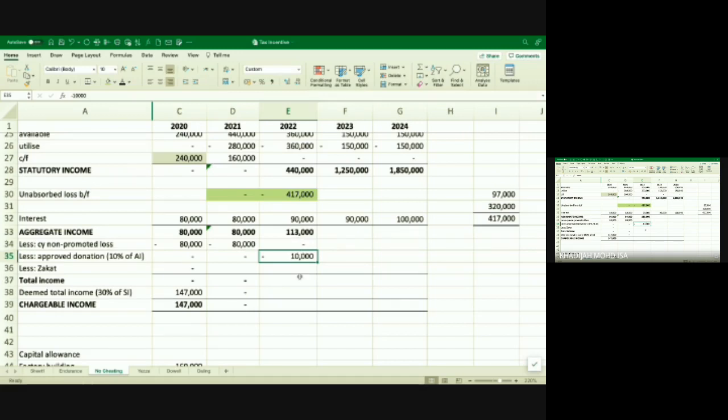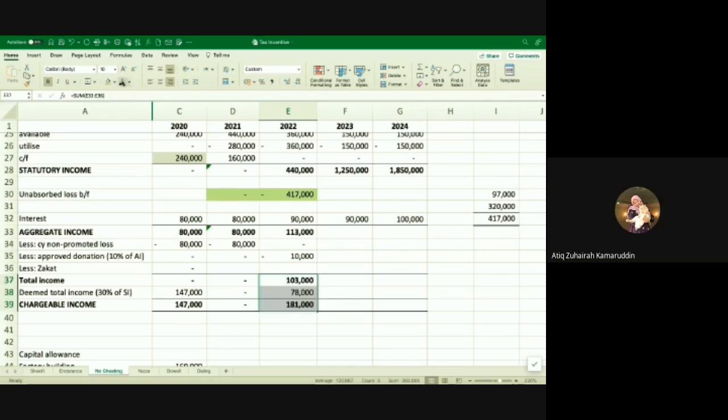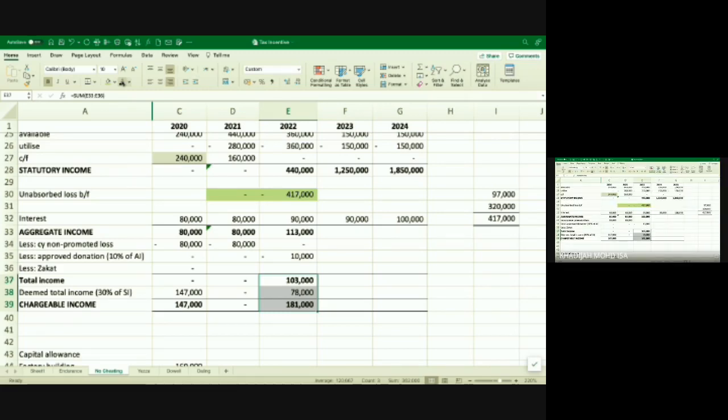Right, for that you have a total income of how much? Your total income? 103. Yes, 103,000. Then you add your 30% of your SI. That's how you get 181,000 chargeable income. All right.